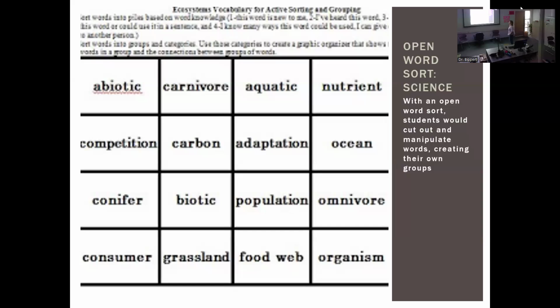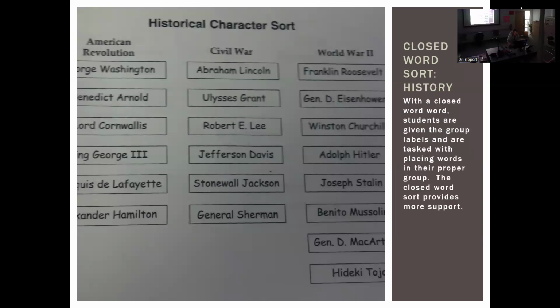So what I might do here is take these words and cut them into pieces, into squares, and put them in a little Ziploc sandwich bag. Give them to the students and ask them to move them around into groups that they think make sense together, and then have them share their groups. So it's similar, but it's more kinesthetic, and hopefully that makes sense. That was an open word sort.